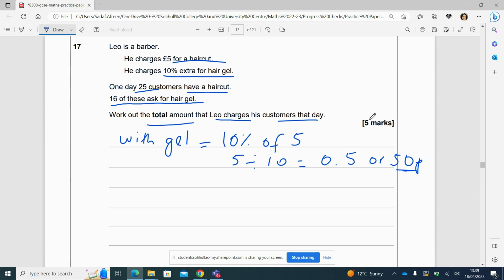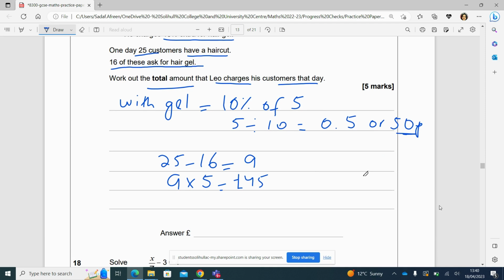So 25 customers he gave a haircut and 16 of these ask for hair gel. So first step we will do is we will work out how many customers got a haircut without hair gel. So 25 minus 16, which gives you 9 customers who got a haircut without a hair gel. So you need to simply multiply 9 times 5, which gives you 45 pounds altogether. So all those customers who got a haircut without a hair gel paid altogether 45 pounds.